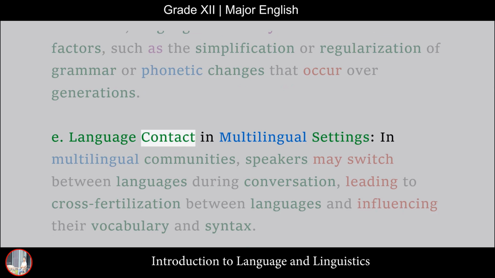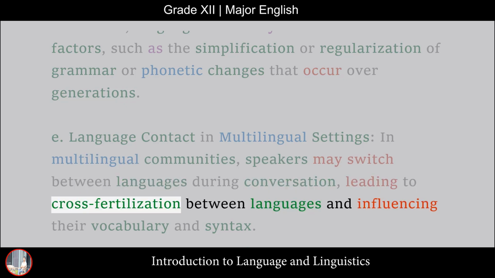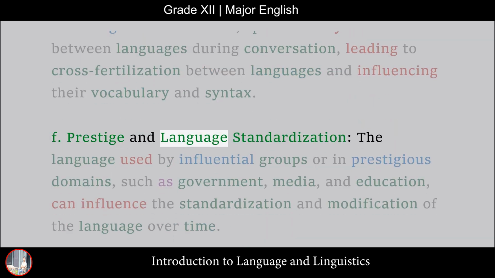E. Language contact in multilingual settings. In multilingual communities, speakers may switch between languages during conversation, leading to cross-fertilization between languages and influencing their vocabulary and syntax. F. Prestige and language standardization.